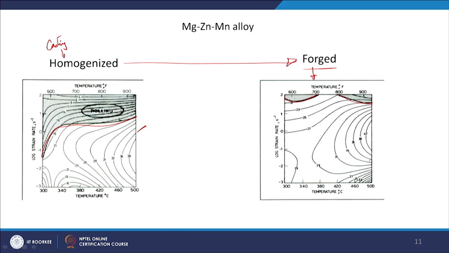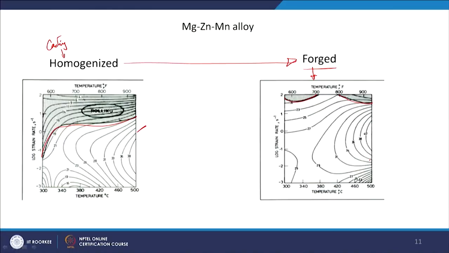So you can understand that by doing this kind of initial operations, we are trying to have a material in which you will have fewer chances of having defects. My unstable region is reduced by doing a forging operation, and again the processing map is generated for this forged material. Later processing can now be done using this processing map.